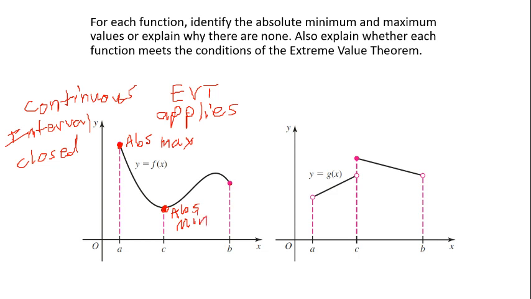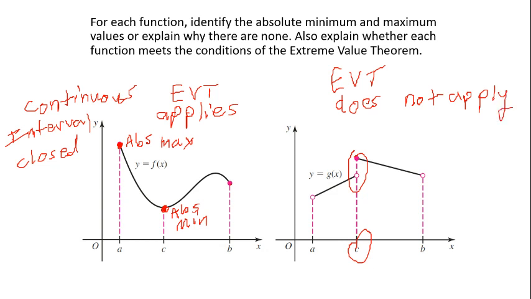Now for this function over here, y equals g of x on the right, we have a point of discontinuity at C. We've got this jump discontinuity, so right away, because the function is not continuous, the extreme value theorem does not apply. And even worse, the interval is not even closed, because this endpoint at A is not included and this endpoint at B is not included. So extreme value theorem just does not apply.